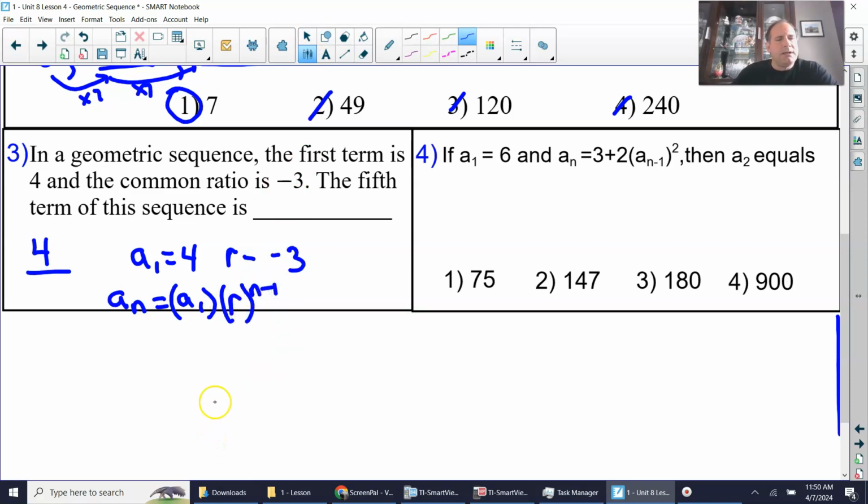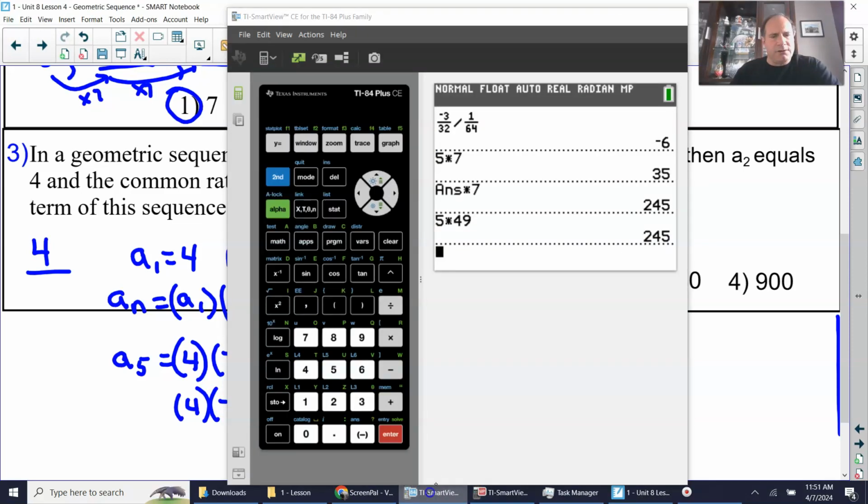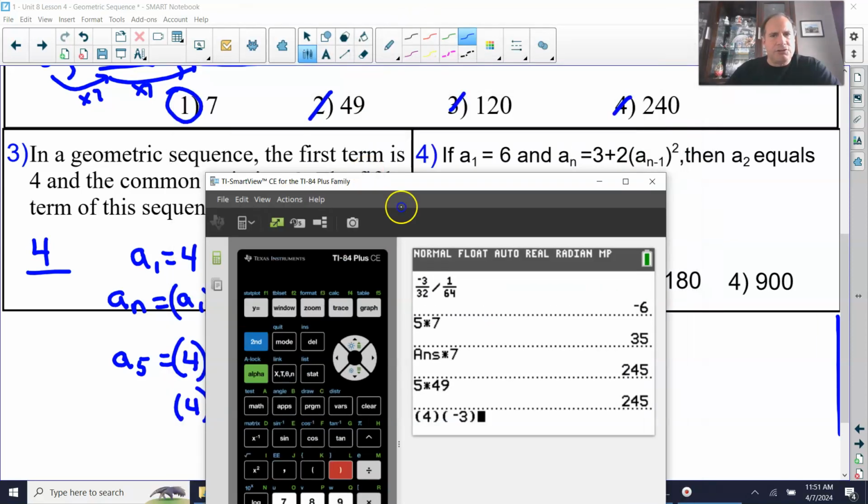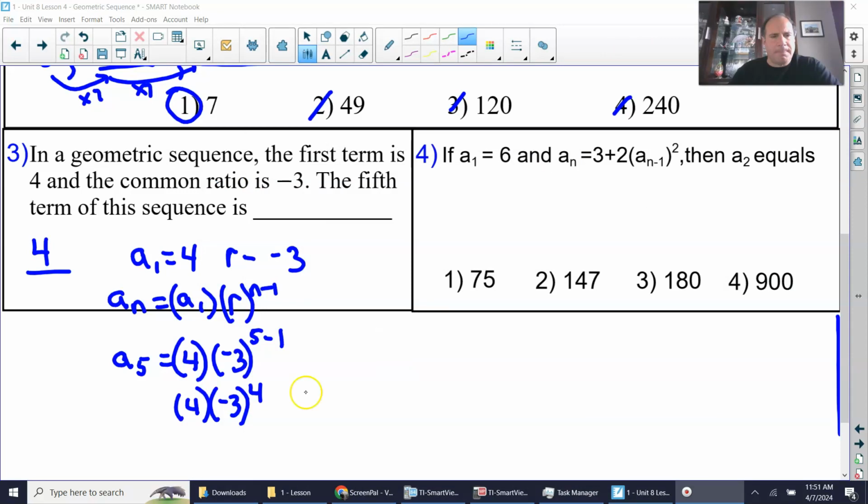So a sub n, we're trying to find the fifth term in the sequence. a sub 1 is the 4, and then r is -3. So we're trying to find the fifth, so 5 minus 1. I know that this is 4 times -3 to the 4th. So we're going to have 4 times the -3, and then it's to what power? To the 4th power.